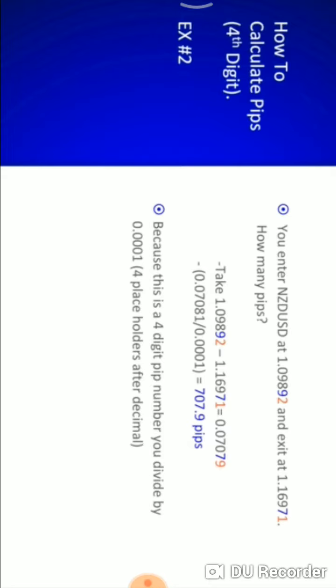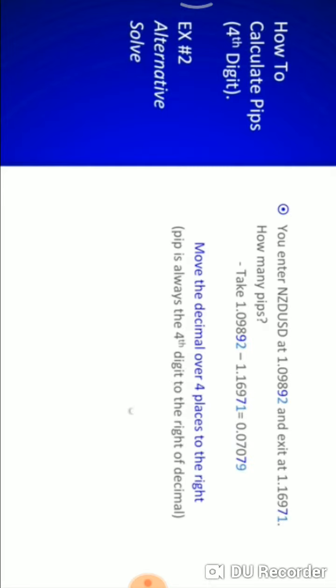So when you take 0.07079 divided by 0.0001, you should get 707.9 pips. All right, that's for you guys that like to divide stuff. That's not usually my style.